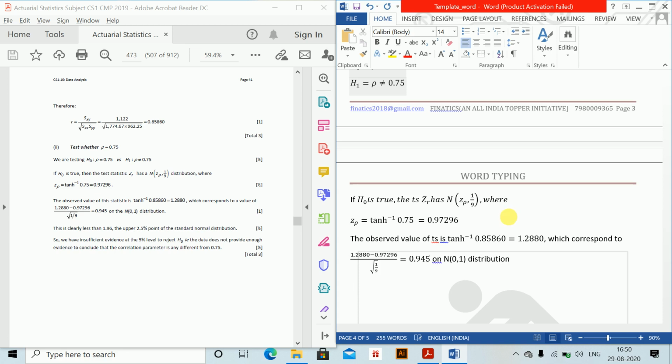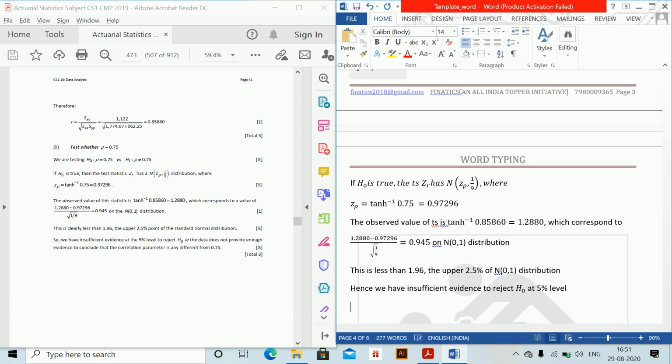So hence, since this is less than 1.96, the upper 2.5% point of the normal 0,1 distribution, hence we have insufficient evidence to reject H0 at the 5% level. Okay, so this is your data analysis.